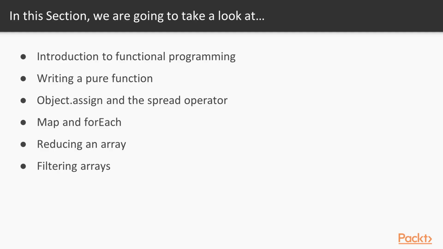We will begin this section with a theoretical introduction to functional programming. After that, we will write our first pure function. Later, we will see how we can avoid mutating state by creating copies of objects with the Object.assign method and the spread operator. Moving on, we will use several methods on arrays that operate the functional way and compare them with traditional solutions to the same problems.